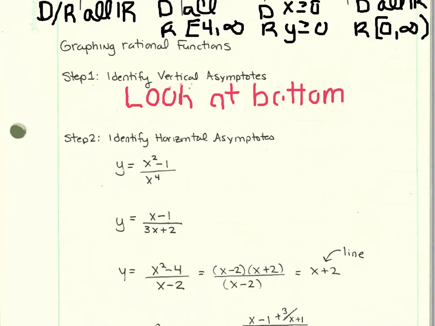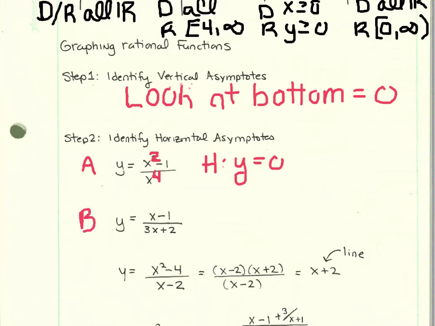After you find the vertical asymptotes, you're going to identify horizontal asymptotes. If, like this problem A, the bottom power is bigger, then the horizontal asymptote is at y equals 0. So you're looking at the powers here. This has a power of 2. This has a power of 4. The bottom power is bigger, so the horizontal asymptote is at 0.